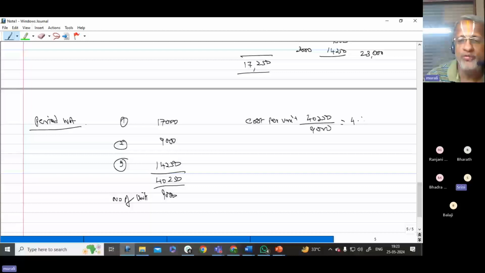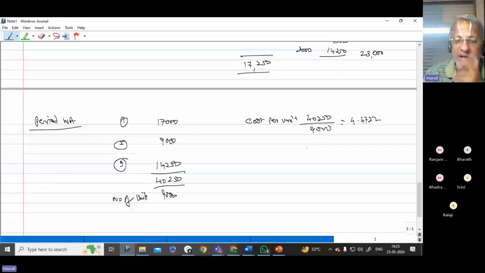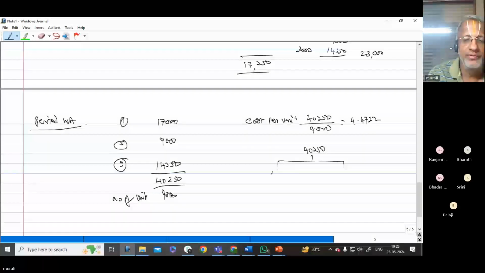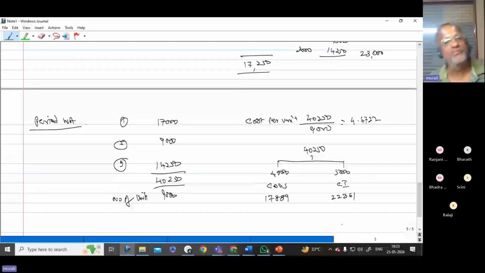It is 4.472222. So now the figure of 40,250 needs to be split: 4,000 coming under COGS, 5,000 coming under closing inventory, into 4,000 and 17,889. This comes to 22,361, right?